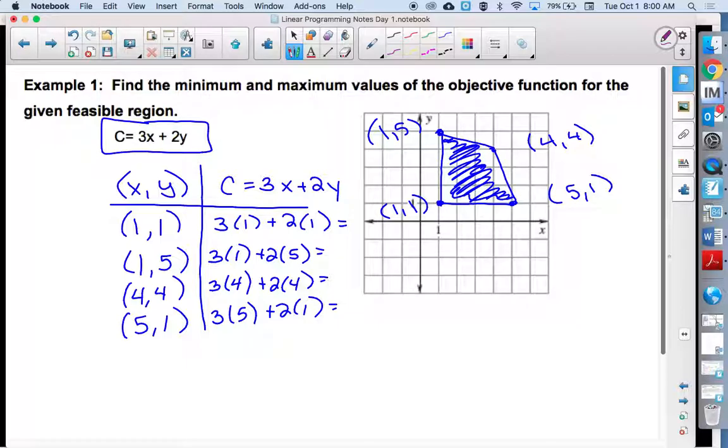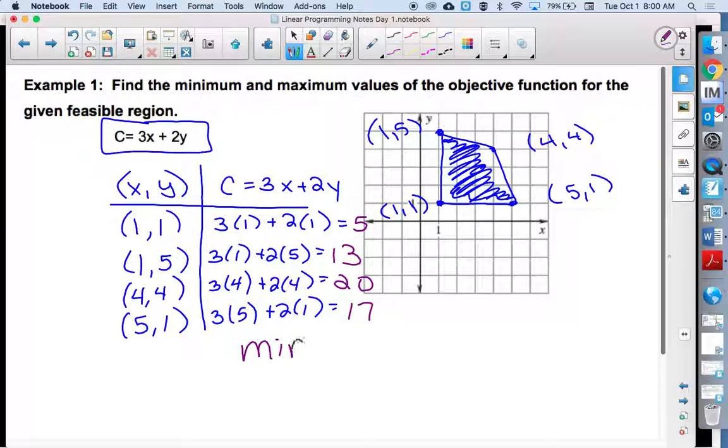So Michael, the first one, what would our objective function be? 5 and then 13, 20, and 17. So it asked for the minimum and the maximum values of the objective function.